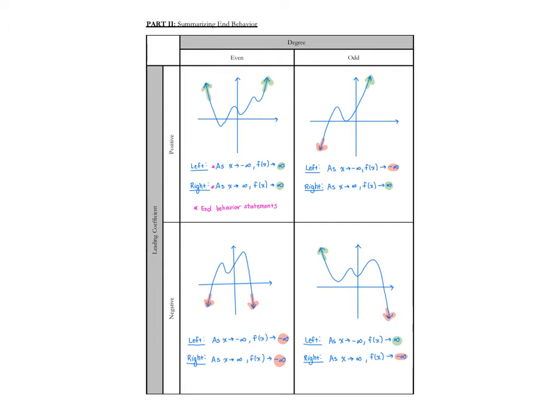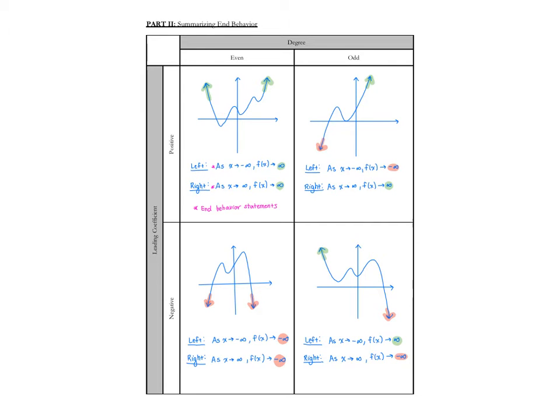So it turned out that if the degree was even, the ends of the graph would match. Either both would be pointing up, in the case that your leading coefficient was positive, or both would be pointing down in the case that the leading coefficient was negative. If the degree was odd, now your ends are mismatched.